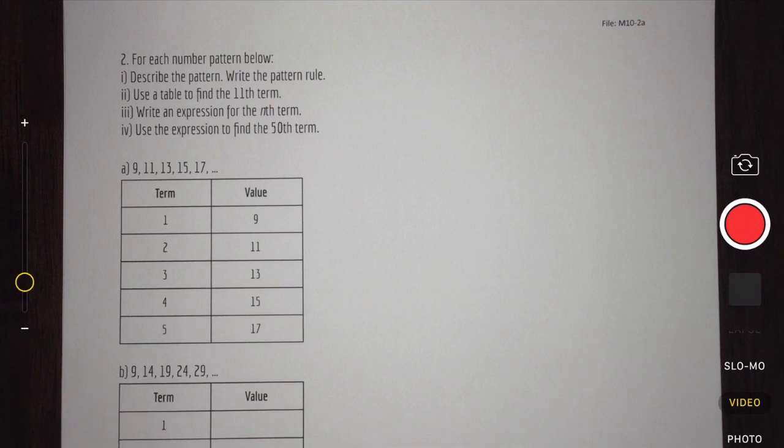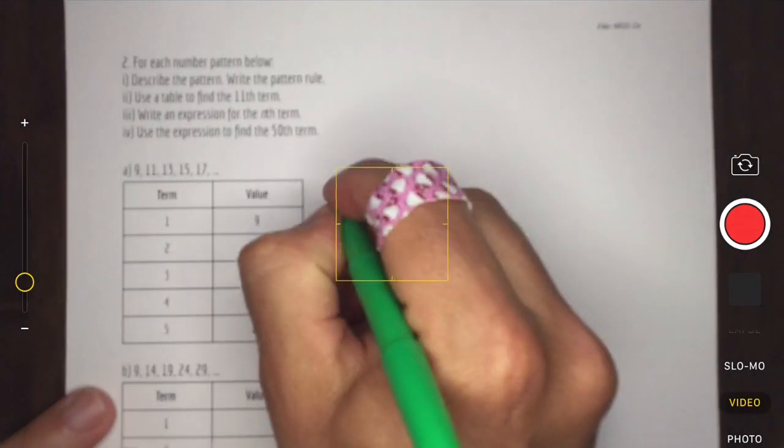All right, here's where we're going to start to use some newly acquired skills, as well as some skills that we already have established, to help us really start to figure out patterns, expressions, and use our term and value charts. So in question 2, or example number 2, we're asked to do a whole bunch of things for each of our term and value charts. So first thing we want to do in part 1 is describe the pattern and write the pattern rule.